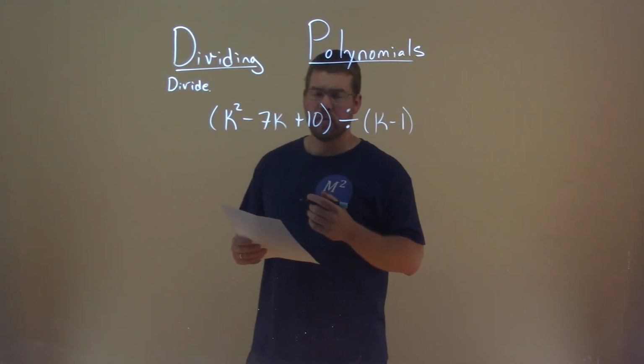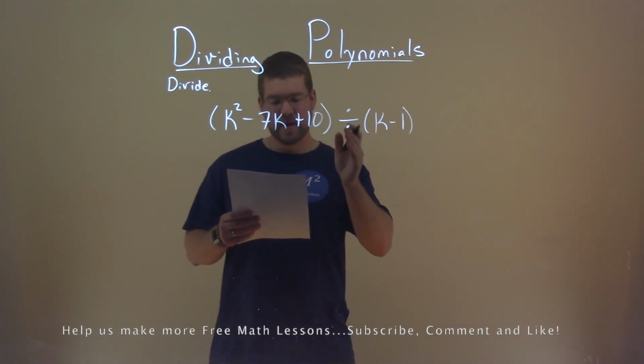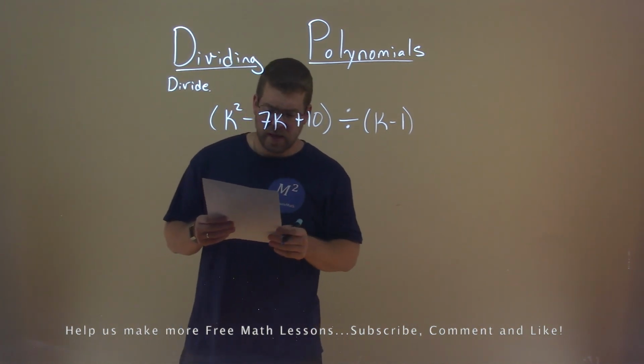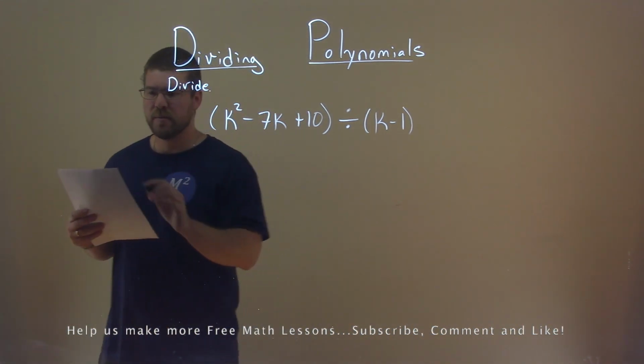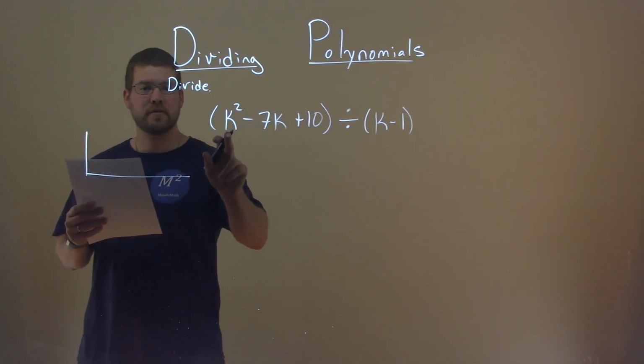We're given this problem right here, k squared minus 7k plus 10 divided by k minus 1, and we need to divide this. Well, I'm going to use synthetic division here. So, let's set it up. Look at the coefficients of our first part.